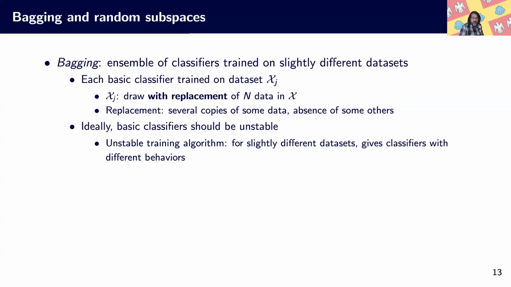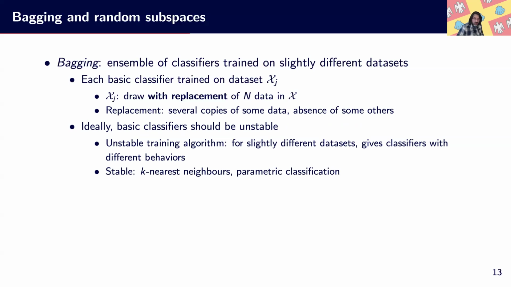In the sense that for slightly different data sets, like the ones we just created with bagging, the final classifier can vary a lot, can be quite different from the basic models we had before, which is in fact logical if we consider that we want to get some diversity in the models we are creating. So this is what we want from unstable algorithms.